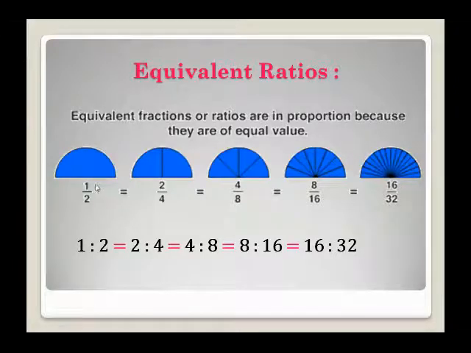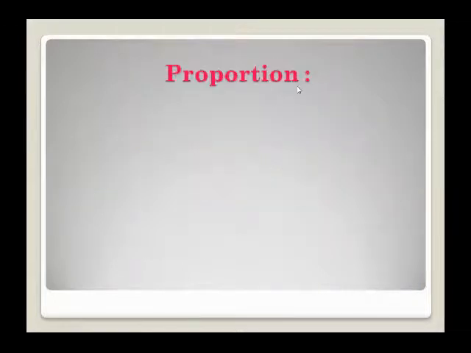Now if we write these fractions in ratio form, then we write 1 ratio 2 is equal to 2 ratio 4 is equal to 4 ratio 8 is equal to 8 ratio 16 is equal to 16 ratio 32. These are the equivalent ratios. Students, as you see, we write the numerator as the antecedent and the denominator as the consequent. These ratios are equivalent ratios because they are equal. Now, what is proportion?